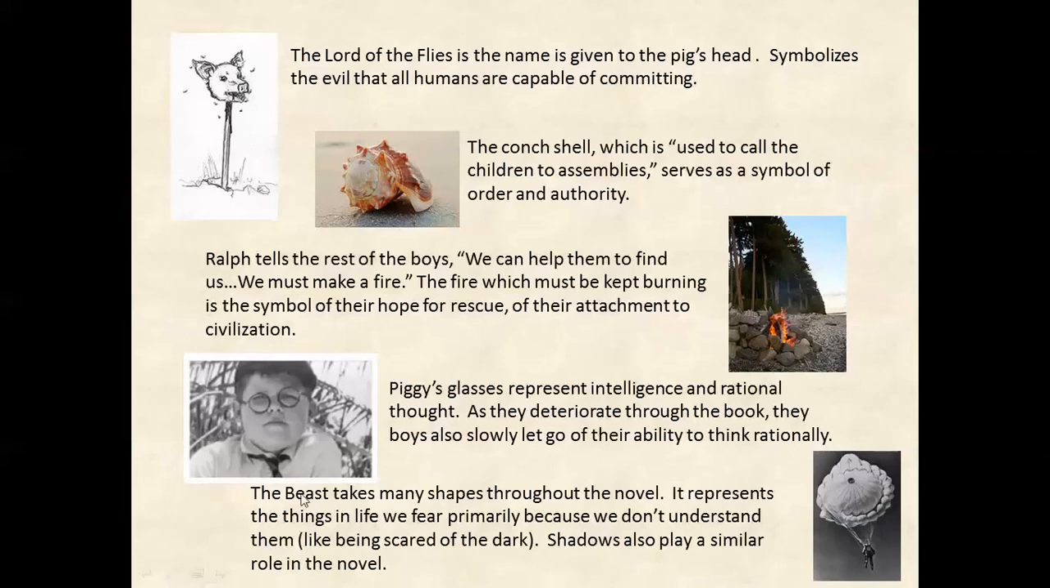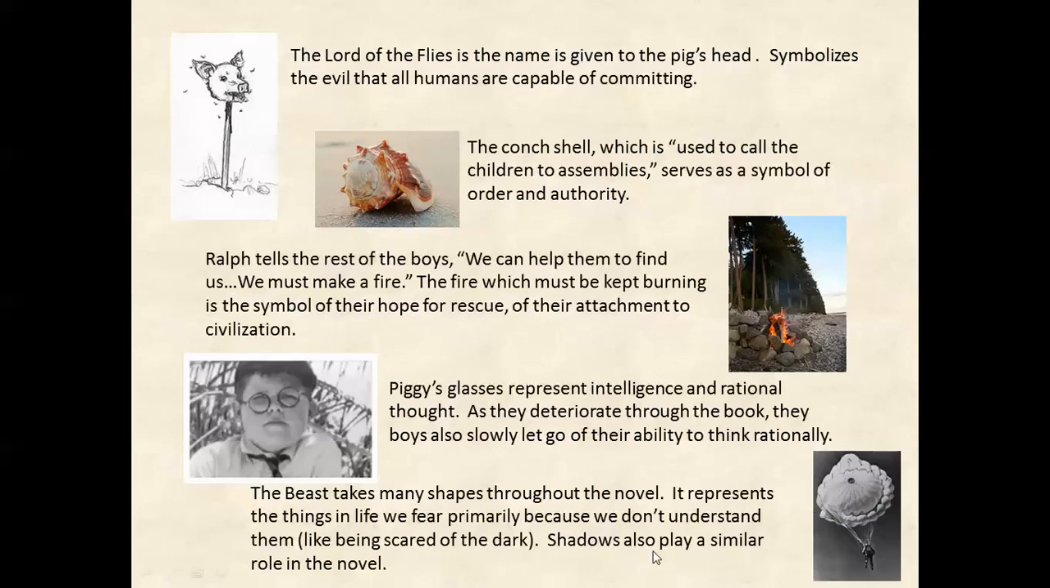And then there's this idea of the beast. The beast takes many shapes throughout the novel, and it's a very symbolic, thematic element to the entire book. The beast in general represents the things in life we fear, primarily because we don't understand them. It's very similar to being scared of the dark. When you're a kid and you're in total darkness, very often you start to wonder what's out there, and you start to imagine things and see things that aren't there, and before you know it, you can't sleep, and it really starts to weigh upon you.